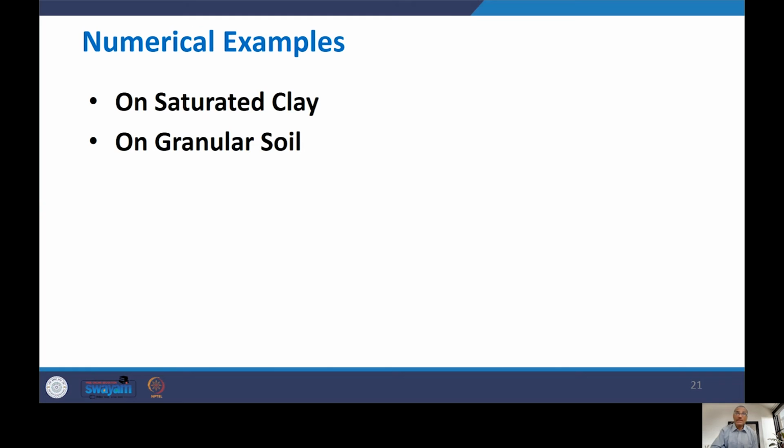Now let's discuss some numerical examples. We are going to talk about two numerical examples. One is for saturated clay, another is for granular soil. And these examples are for the static case.